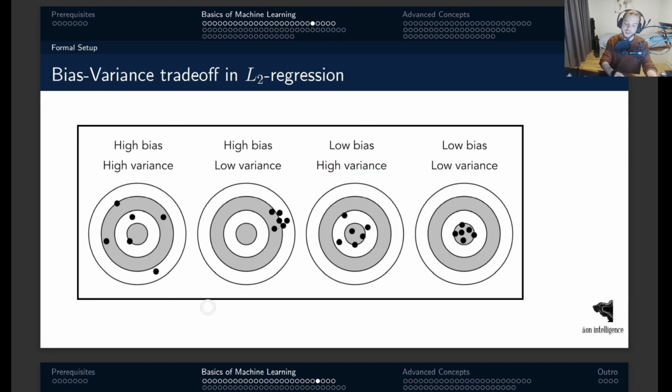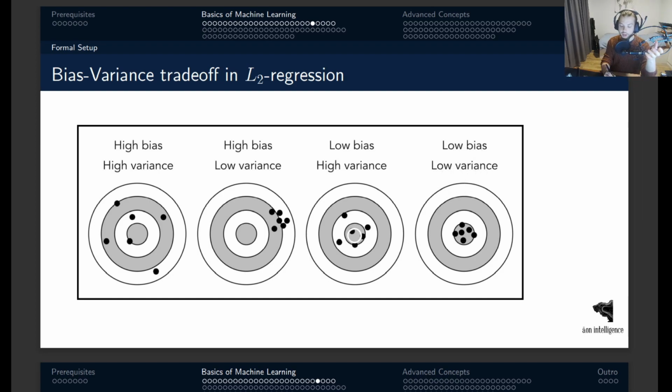Now this is a really nice illustration that gives you some intuition behind the bias and the variance terms. So ideally, when aiming for this target, we would like to hit the bullseye at all times. And in that case, we have low bias, low variance.